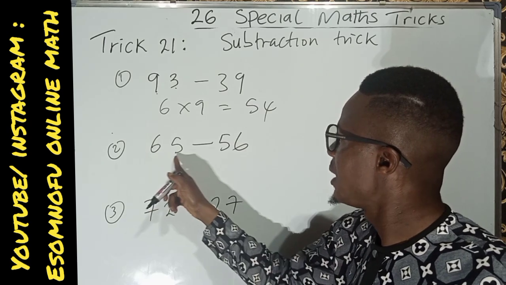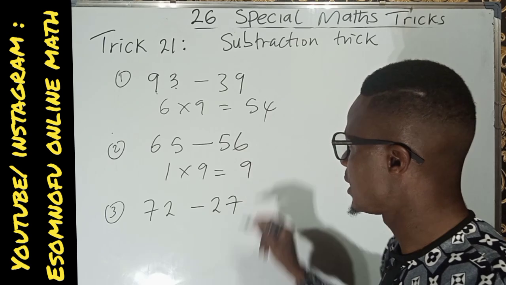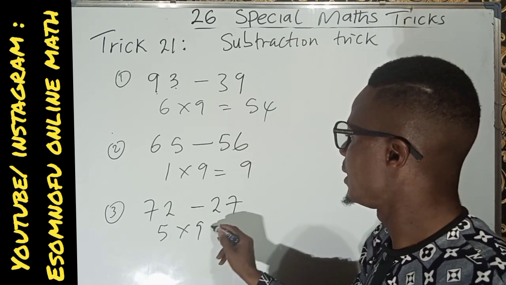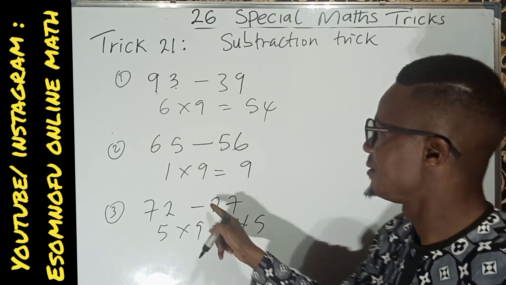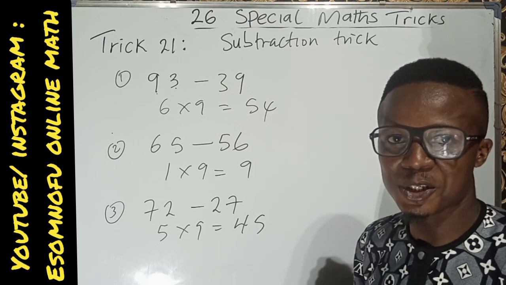Coming here, 6 minus 5 is 1. Multiply by 9. The 9 must be constant. You get 9. 7 minus 2 is 5. Multiply by 9. It will give you 45. That is how to subtract numbers like this. Let's go to trick number 22.